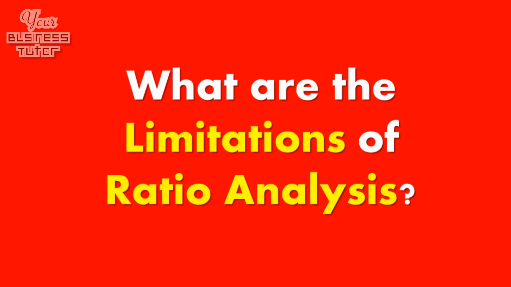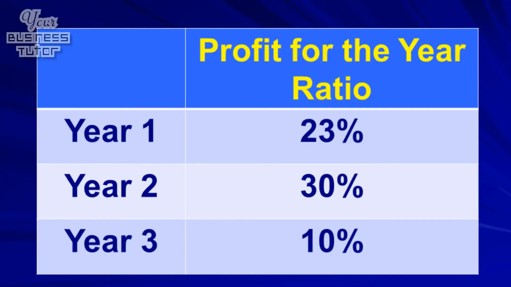Okay, let's now move on to look at the limitations of ratio analysis. One of the major drawbacks is that ratio analysis is based on raw figures. For example, in the table shown, it can be seen that the business in question has suffered from a huge fall in its profit for the year ratio in year 3, which obviously is of huge concern.